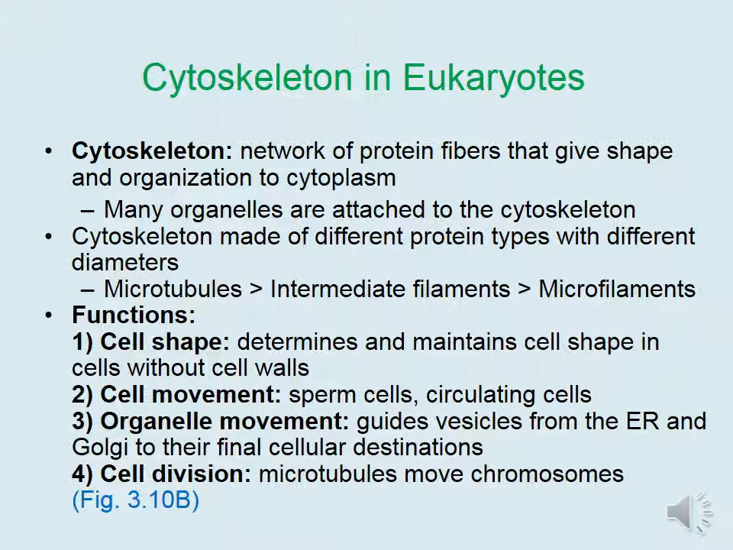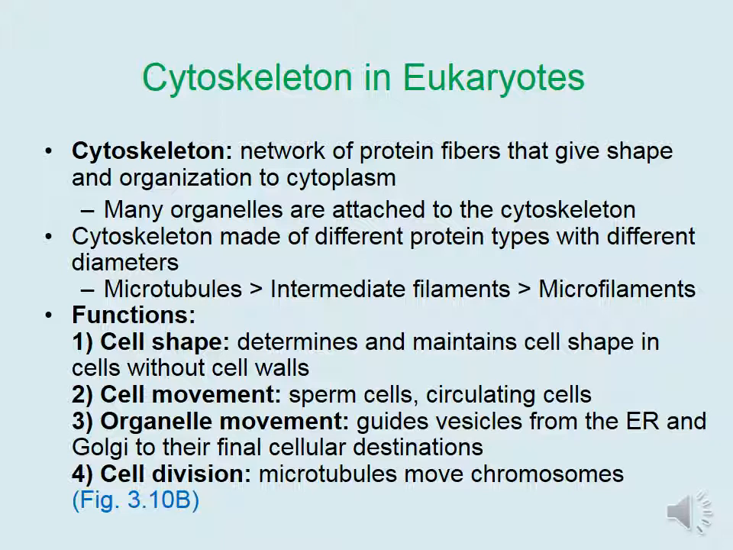The cytoskeleton is made of different protein types with different diameters. Microtubules are the largest, intermediate filaments have an intermediate cylinder diameter, while microfilaments are the smallest. Functions of the cytoskeleton include cell shape, especially to determine and maintain cell shape in cells that don't have a cell wall and only have a flexible plasma membrane as their outer boundary.